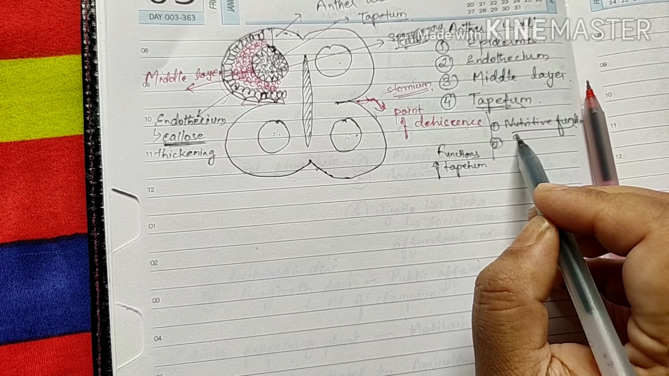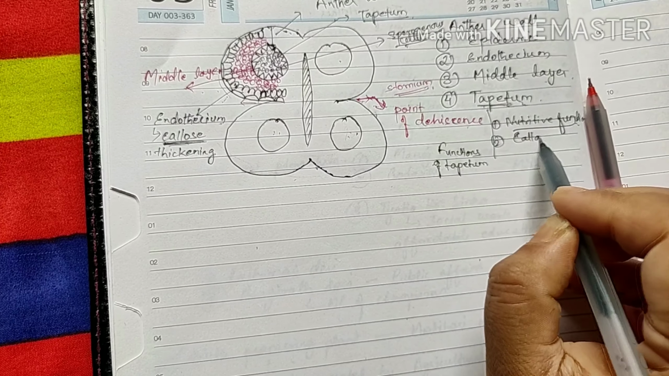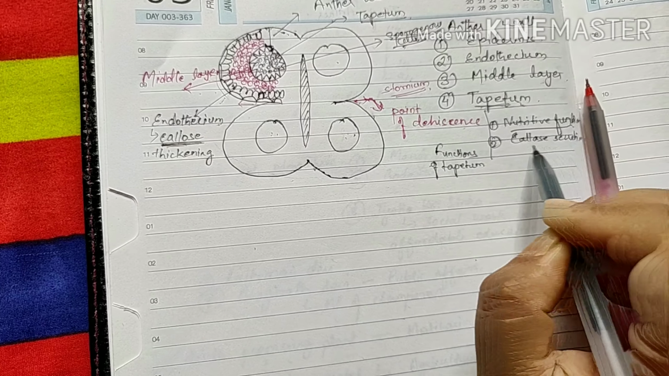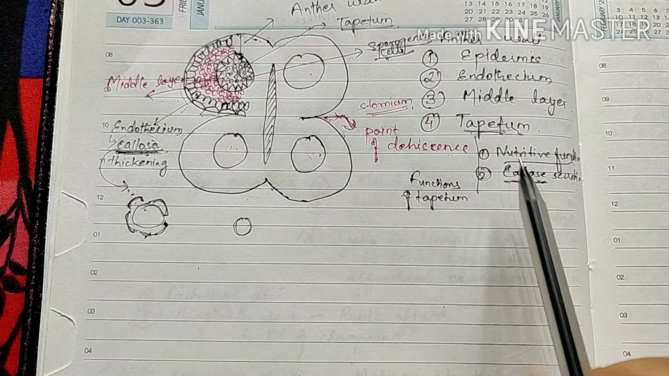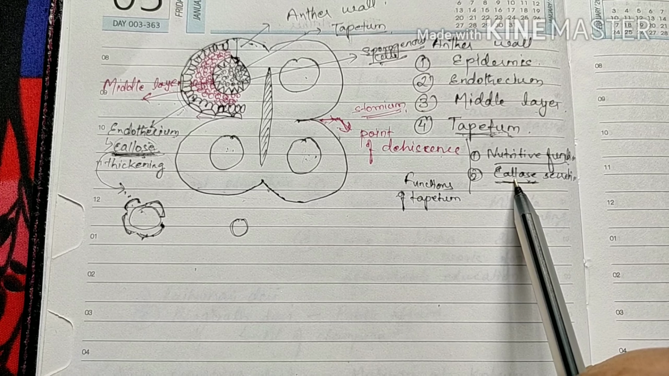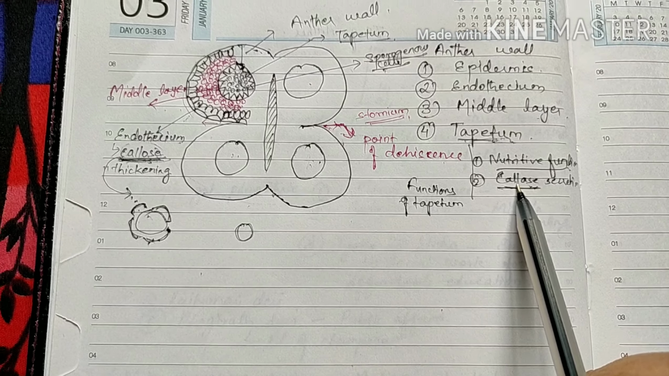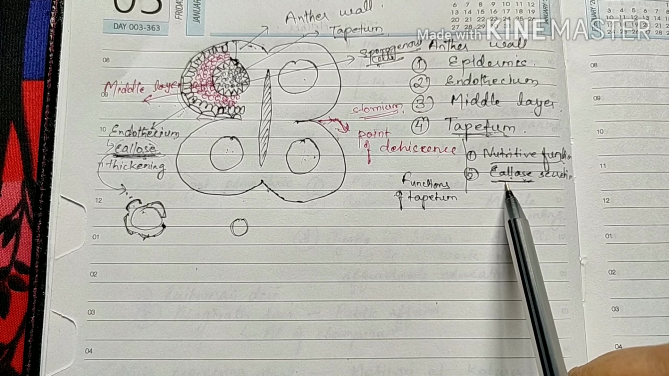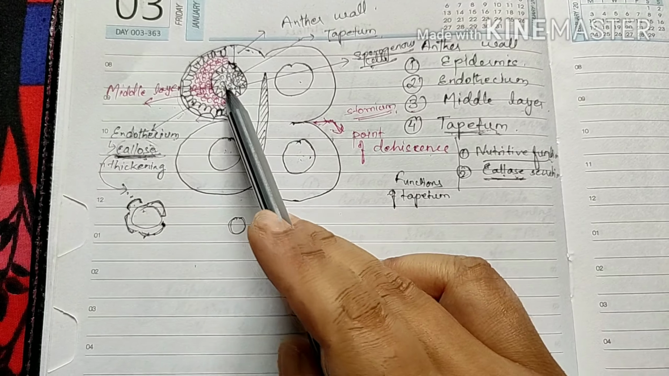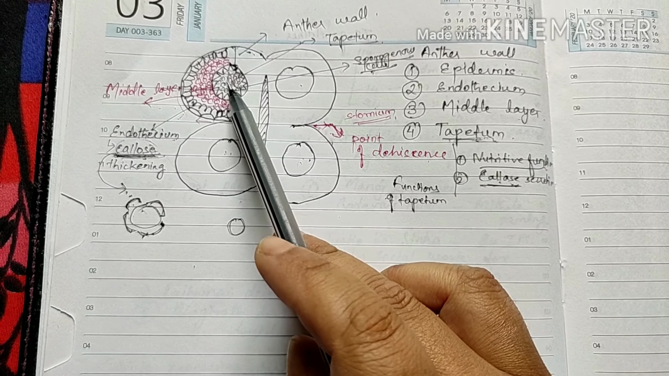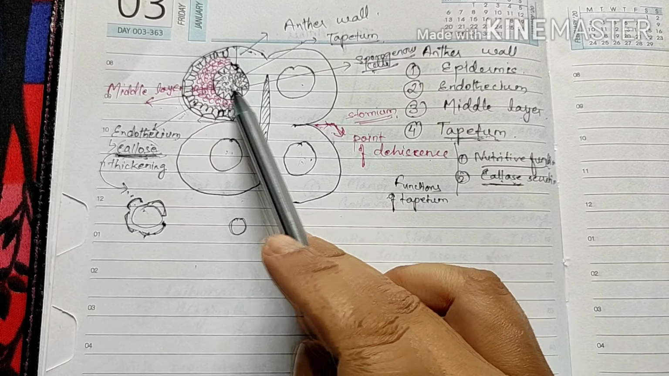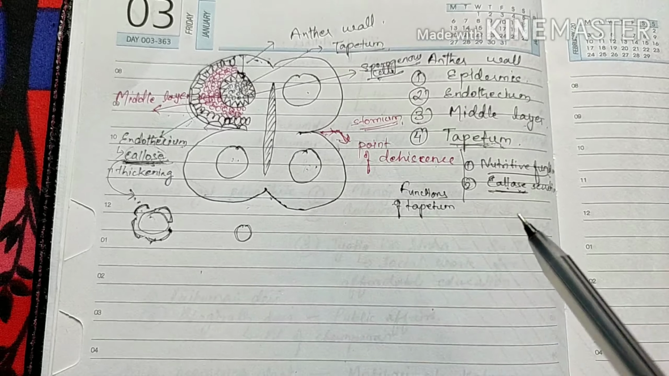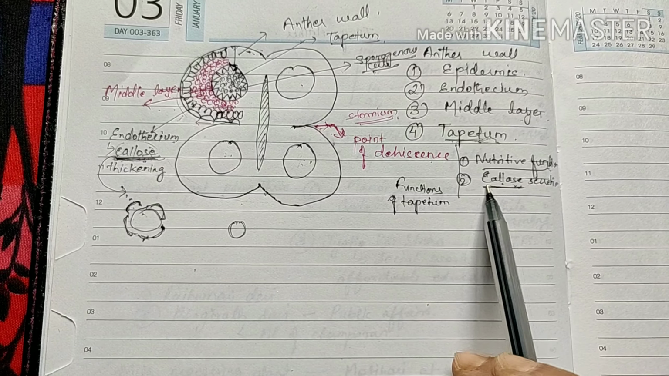And second is it secretes an enzyme that is called callase. So the second function is the secretion of enzyme that is known as callase. This callase enzyme is responsible for dissolving callose which are present in the mature microspore tetrad. This microspore, when it develops, when it matures, they are in the tetrad form, and to release each of them, this callase enzyme is helpful.